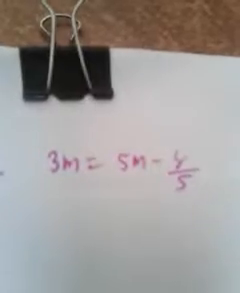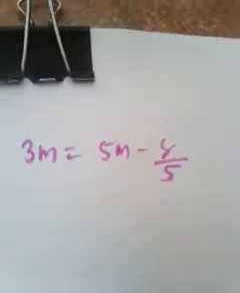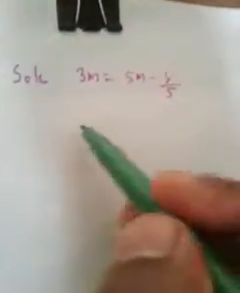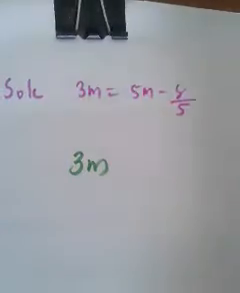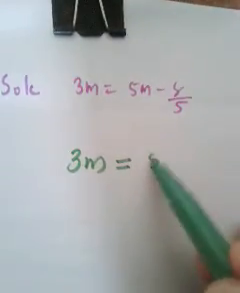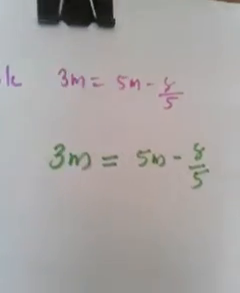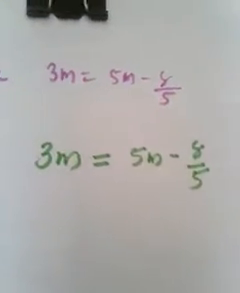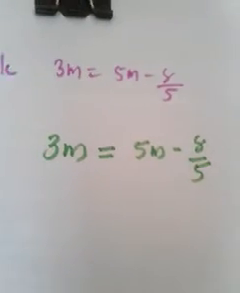So next question. Solve 3m is equal to 5m minus 8 by 5. This is the question. How can we solve this kind of question? Is there any bracket to open? No, there is no bracket, so we can go directly to the solution.